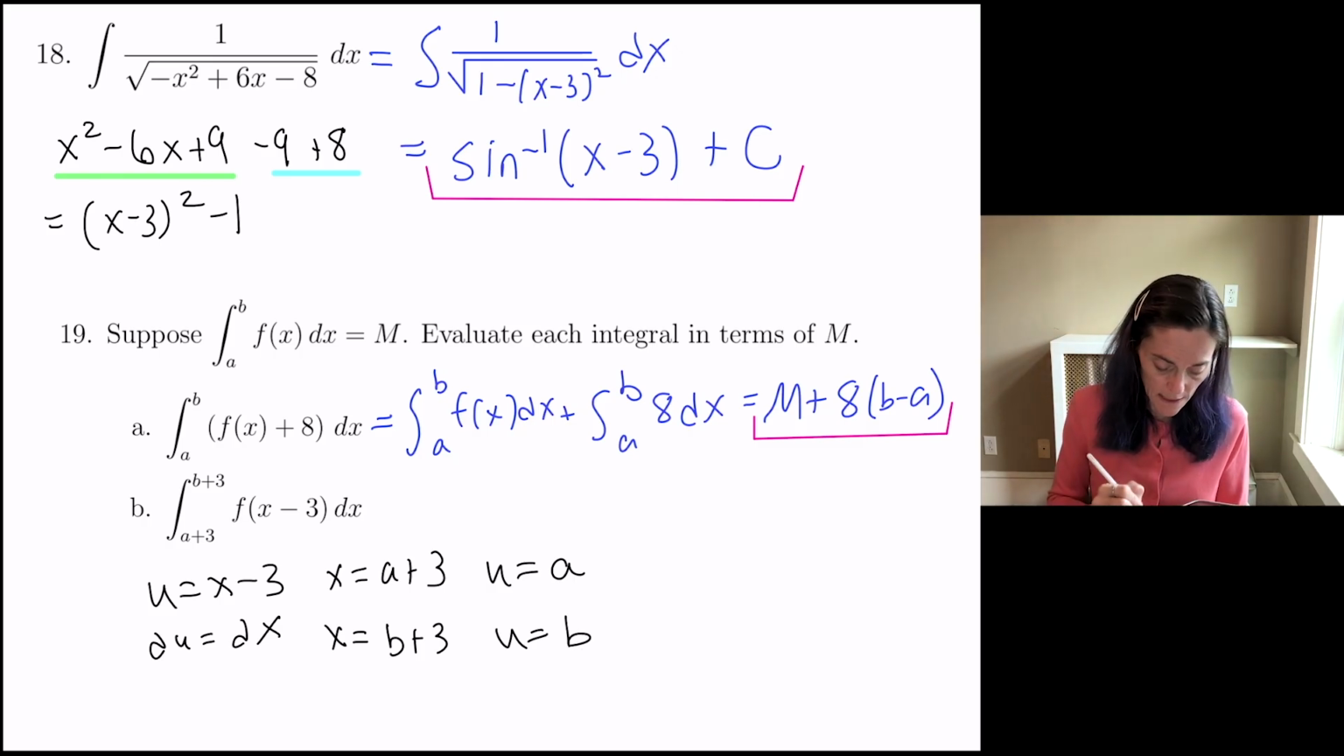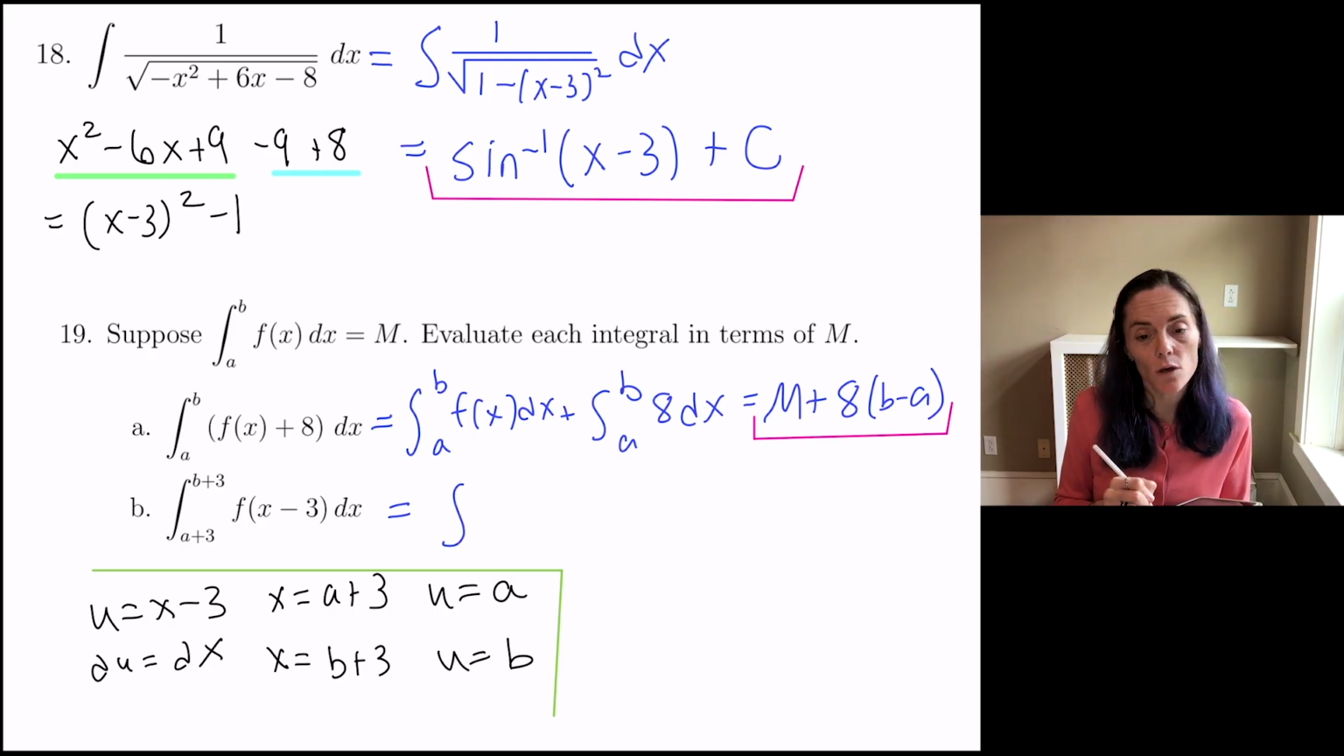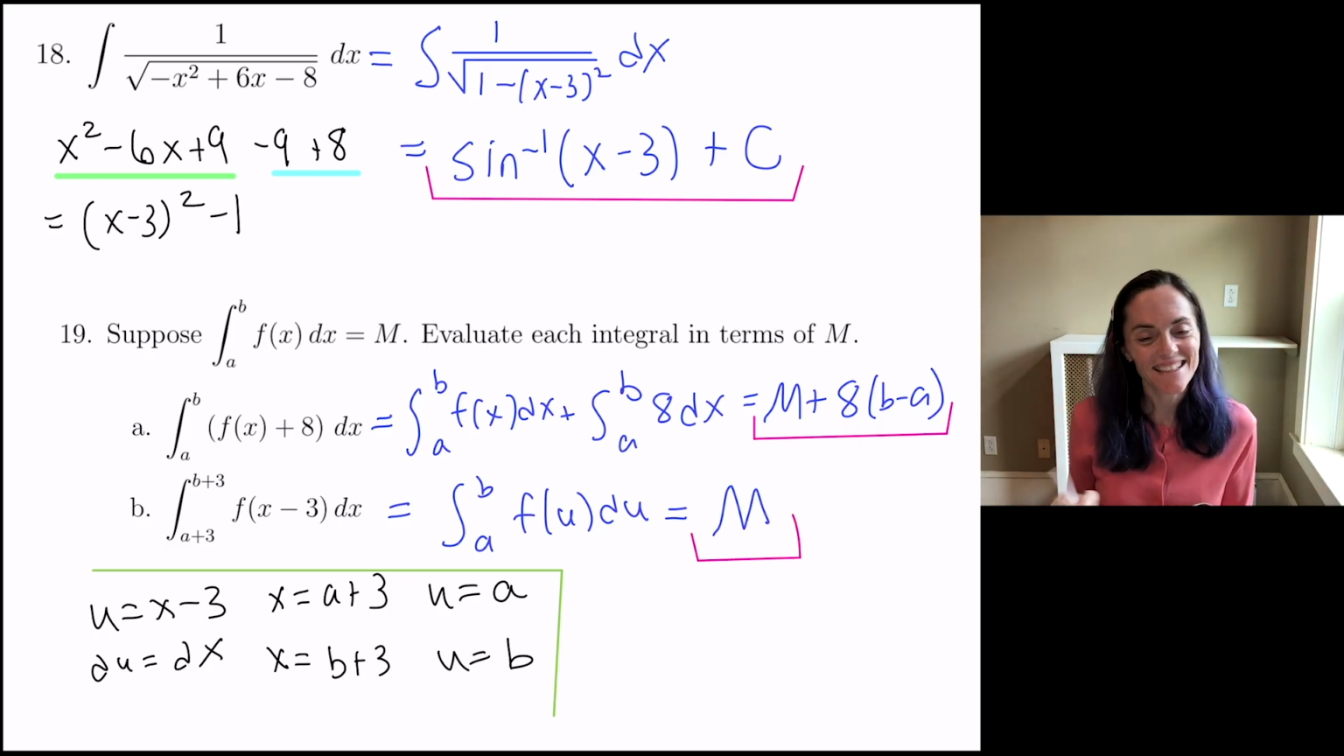Okay, all of this is my side work for substitution. So letter B, you notice we write it as an integral of u. u ranges from a to b. We have f of u du. Well, this is exactly capital M. Very nice.